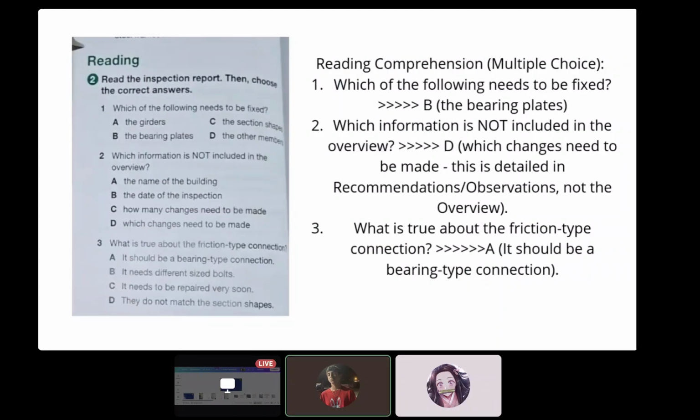Now on slide 14, we have the rating compression multiple choice selection. For question number one, which of the following needs to be sized? The correct answer is B, the bearing plates.